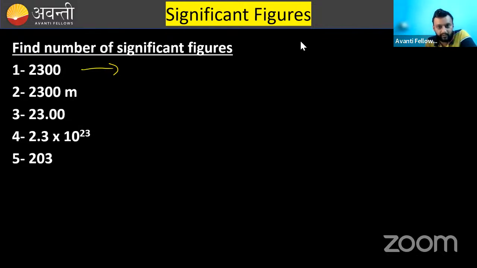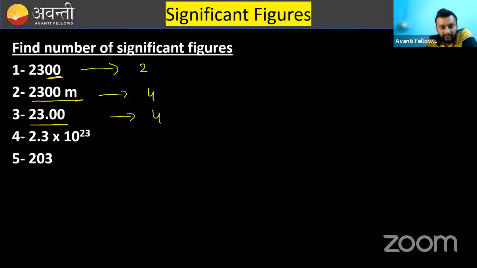Okay, 2300. These are the trailing zeros. Only two significant figures are there. In this question, unit is mentioned. That means four significant figures. In this question, decimal is present. That means four significant figures.